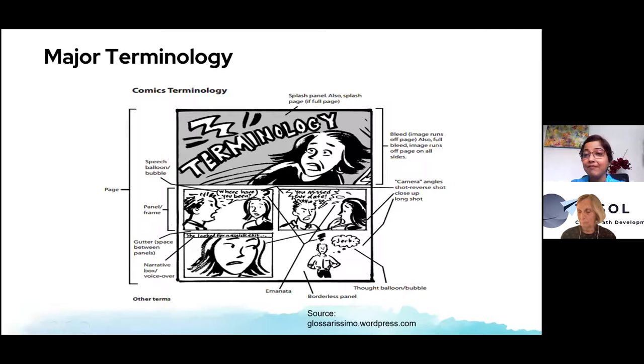Gutter, the space between the panels, is known as the gutter, and then what are the camera angles? Again, we go on to whether it's a long shot, closer. So these terminologies, if you want to use graphic novels effectively in the classroom, should be taught. So this is the structure that I'm talking about, that they know these terminologies in order to decipher the novels better.